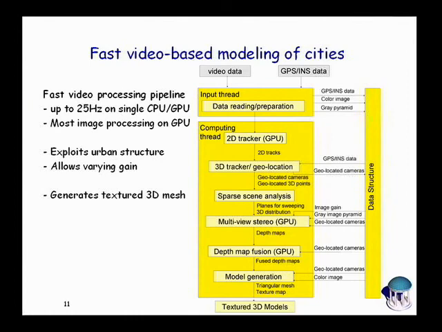Okay, this is a rough overview of our processing pipeline at this point. I should also mention that this work is in common between UNC Chapel Hill, where I lead the vision group, and David Nister at the University of Kentucky, who in the meanwhile moved on to Microsoft. But basically this was a common project with a whole bunch of people working on it.